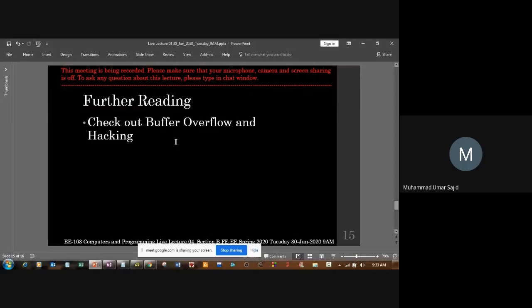For further reading, I would suggest that you check out buffer overflow in hacking. Here we deliberately cause the memory locations to overflow so that the program crashes. It is actually possible that the hacker program, while crashing some other program, can now run with system-level privileges so that it can have administrator-level access to the computer. So buffer overflow happens all the time.